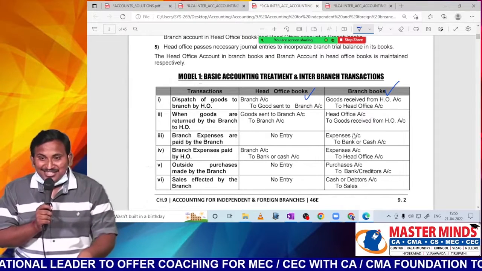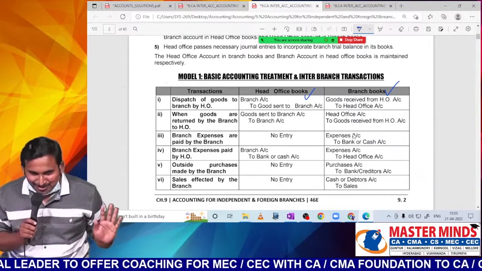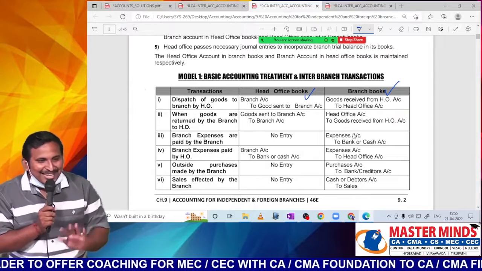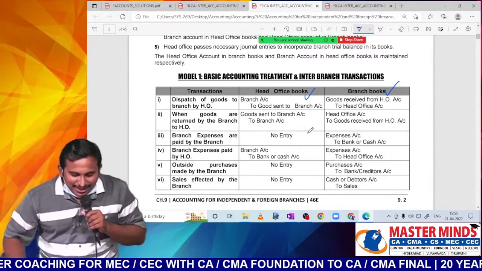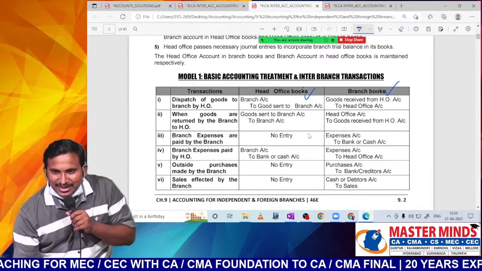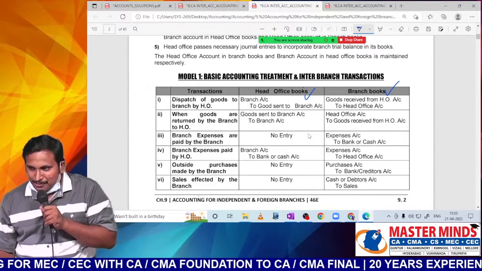Now let me read these entries. You will feel this is very, very simple. Once you know the simple logic, entries will become very simple. Just let me show you. Dispatch of goods: first, let us see in head office books, then we will see in branch books.